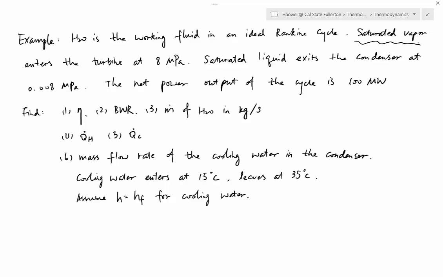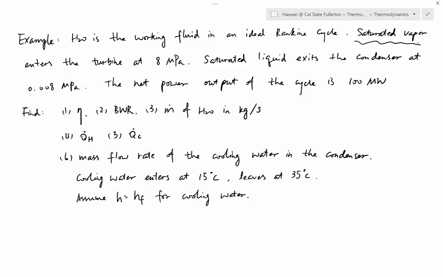The net power output of the cycle is 100 megawatts. So 100 megawatts must be W cycle dot, because the unit is watts, so it must be for power. So 100 megawatts is W cycle dot.